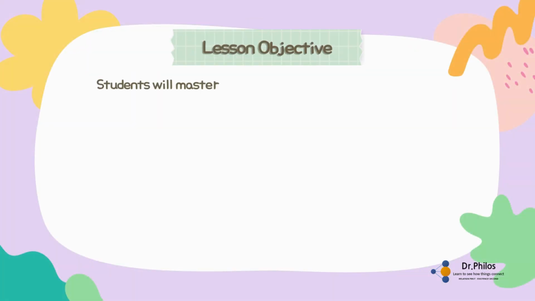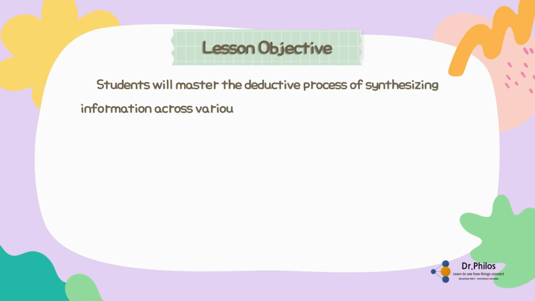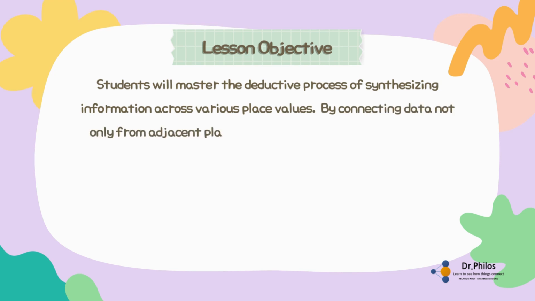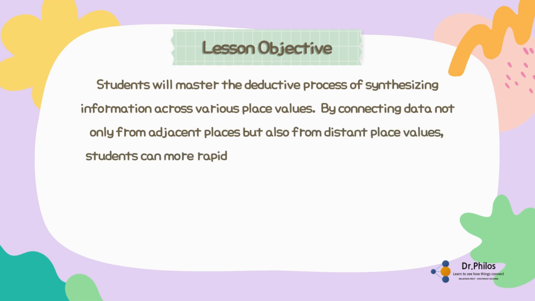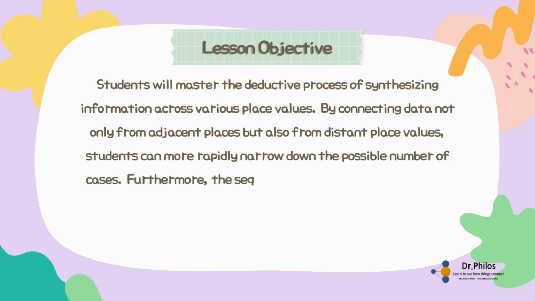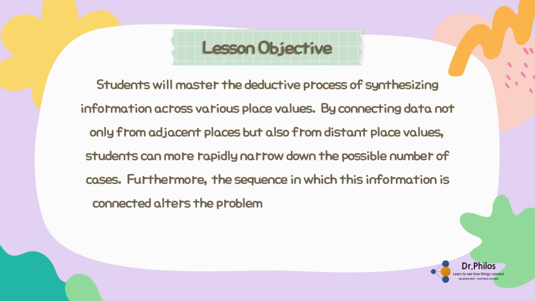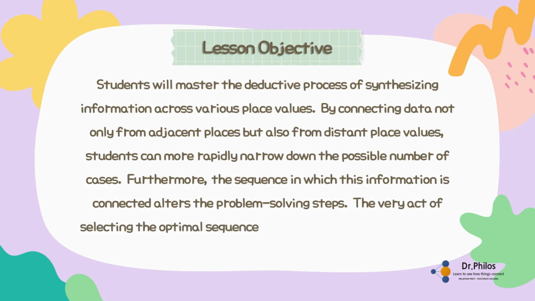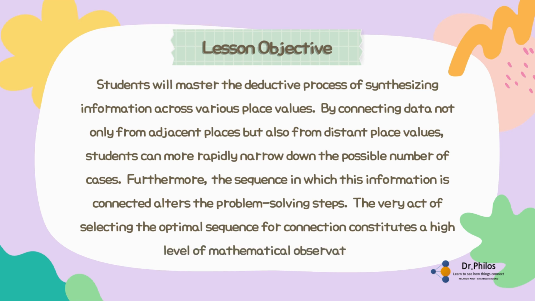Students will master the deductive process of synthesizing information across various place values. By connecting data not only from adjacent places, but also from distant place values, students can more rapidly narrow down the possible number of cases. Furthermore, the sequence in which this information is connected alters the problem-solving steps. The very act of selecting the optimal sequence for connection constitutes a high level of mathematical observation.